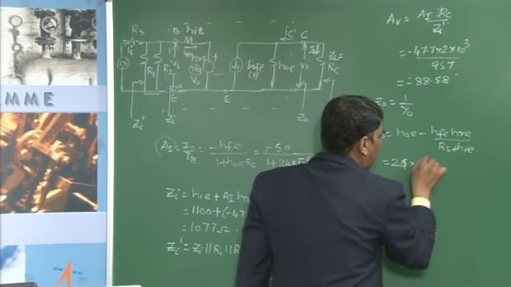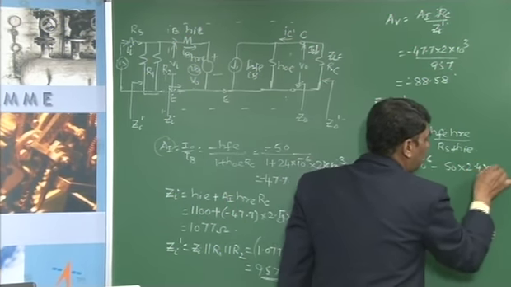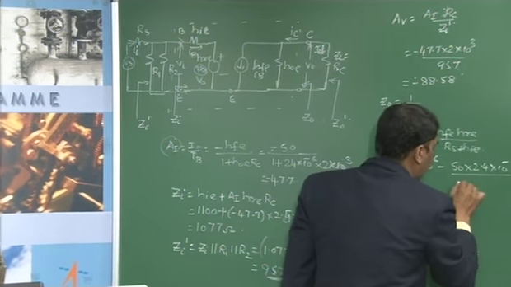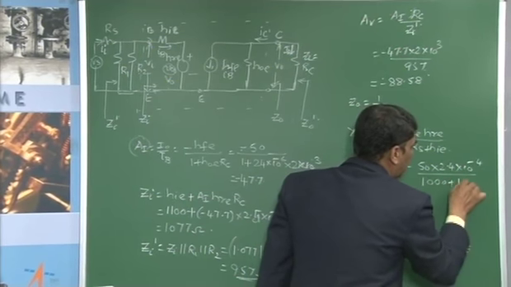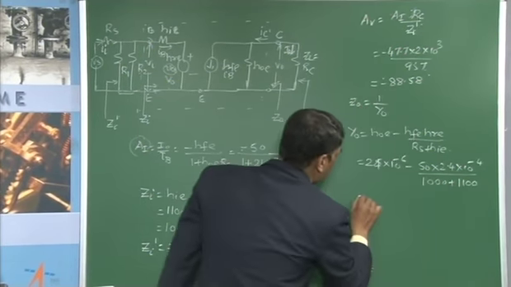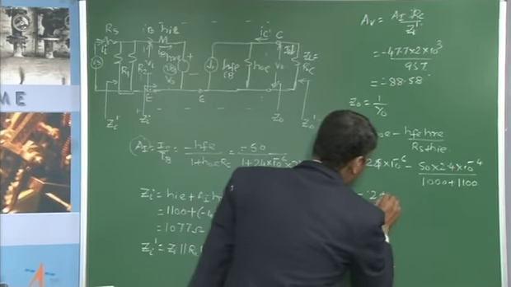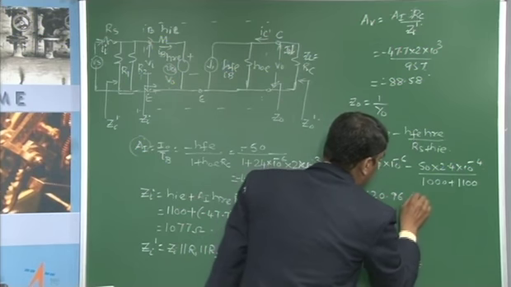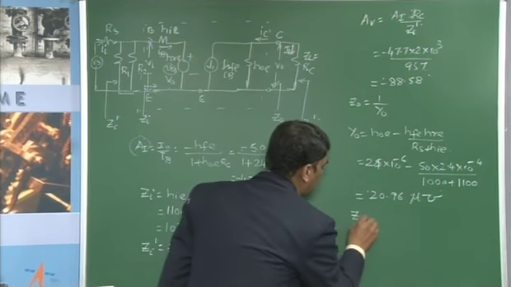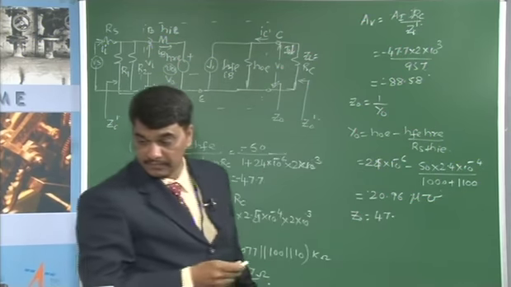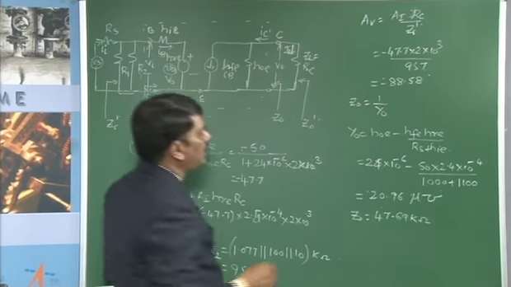24 into 10 to the power of minus 6 minus HFE is 50, HRE is 2.4 into 10 to the power of minus 4 divided by RS is 1 into 10 to the power of 3, means 1000, plus HI is 1100. This value leads to 20.96 microsiemens or mho. Then Z0 is equal to 47.69 kilo ohms. It is the reciprocal of that Y0.